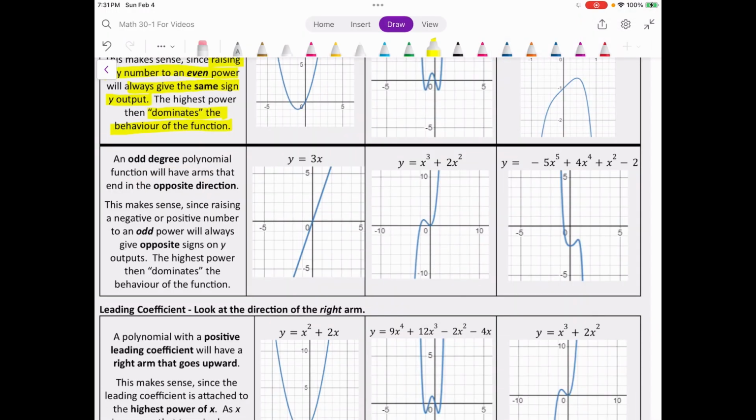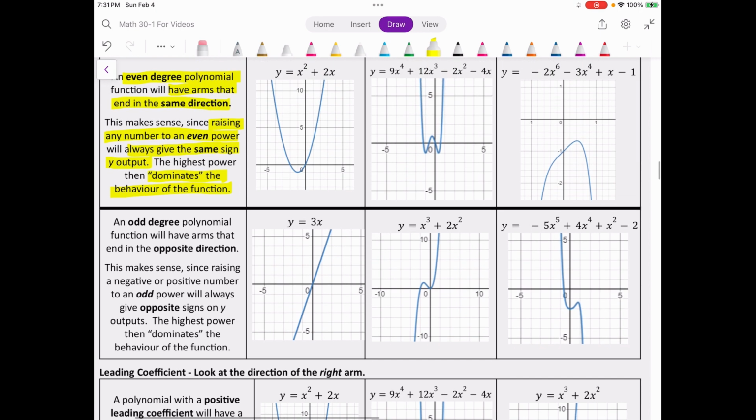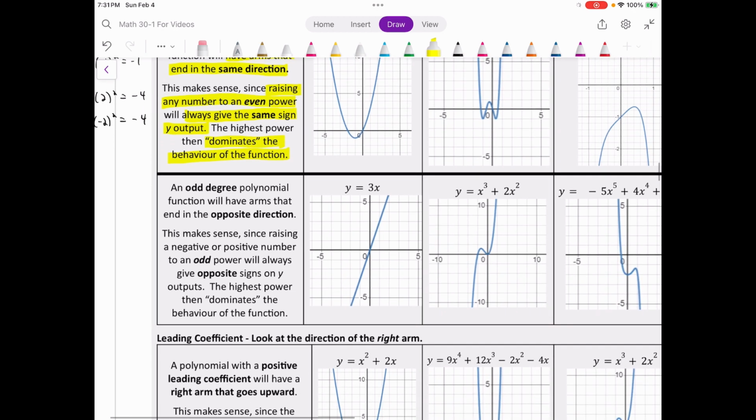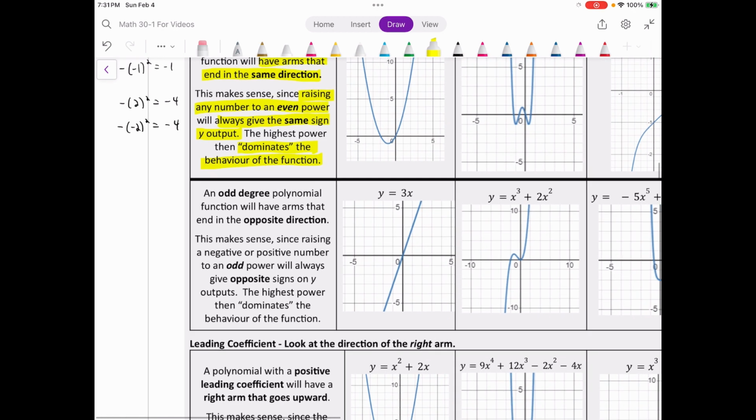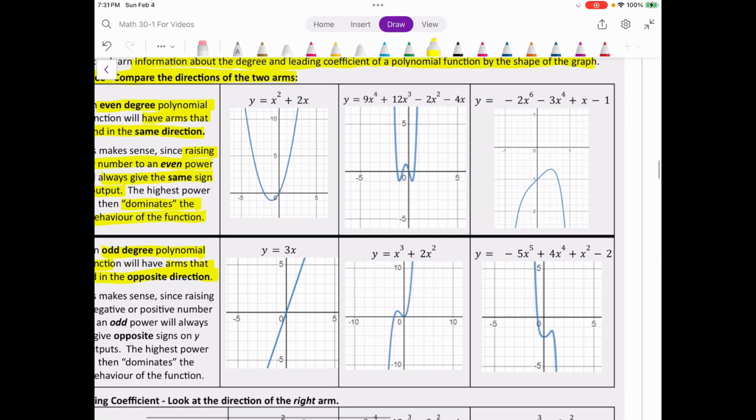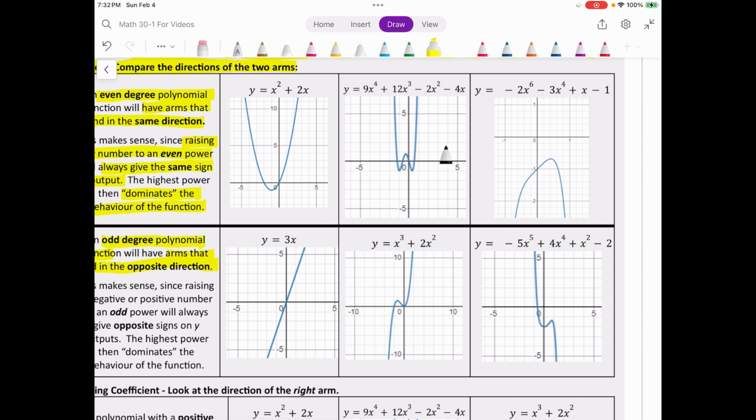Now it's the same logic, but the kind of opposite result when we think about it having an odd degree, when the highest power on x is an odd number. Because for any odd exponent, okay, well, first let's just say what will happen. An odd degree polynomial function will have arms that end in the opposite direction, right? So again, not necessarily saying which one will go up and which one will go down, but that one will go up and one will go down, right?